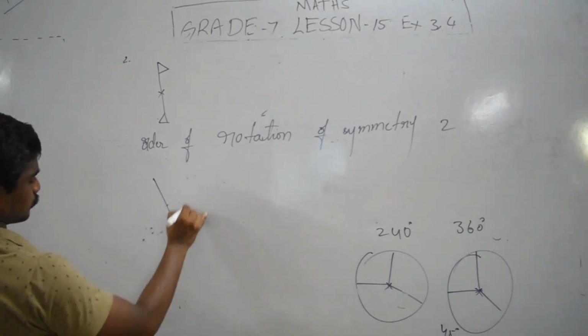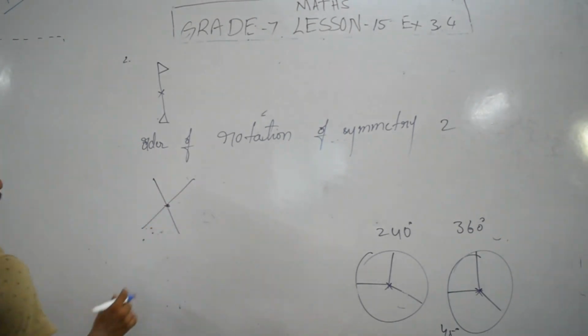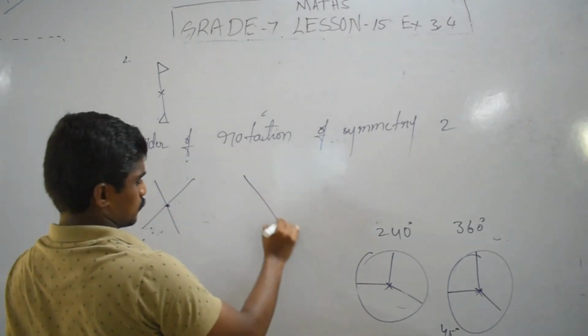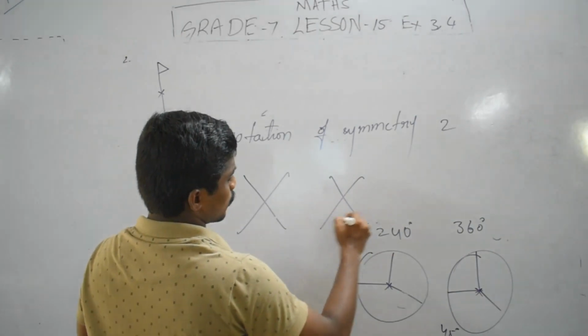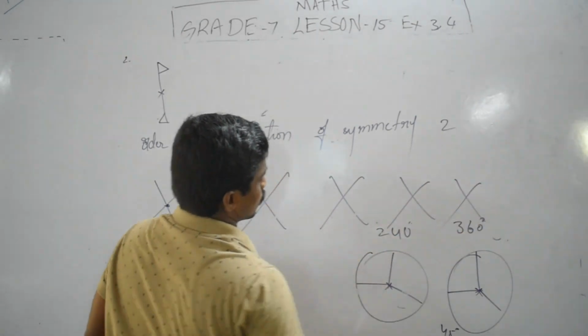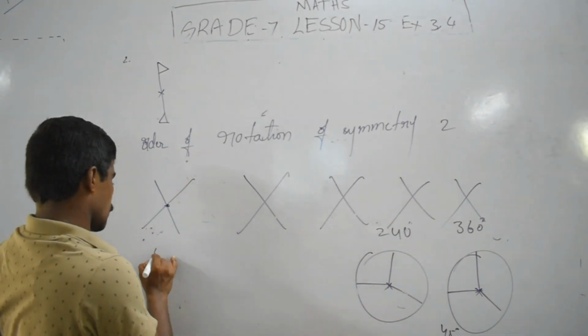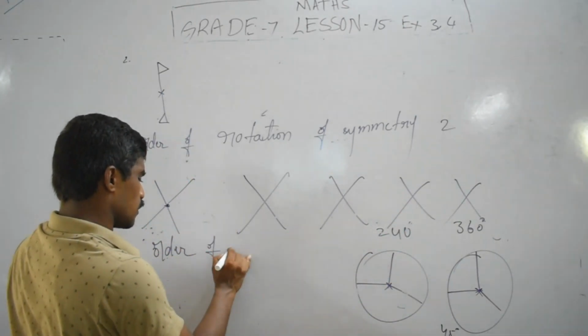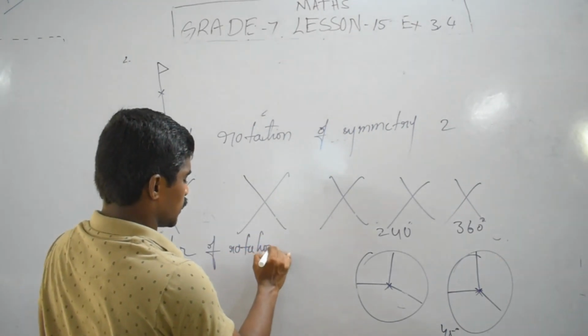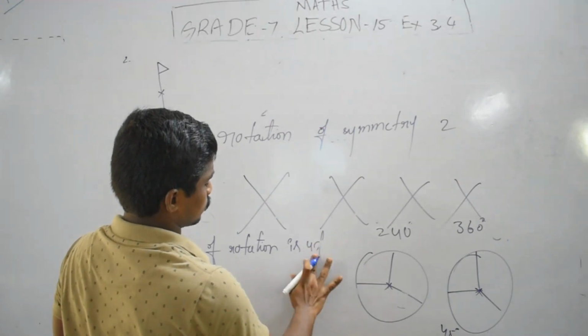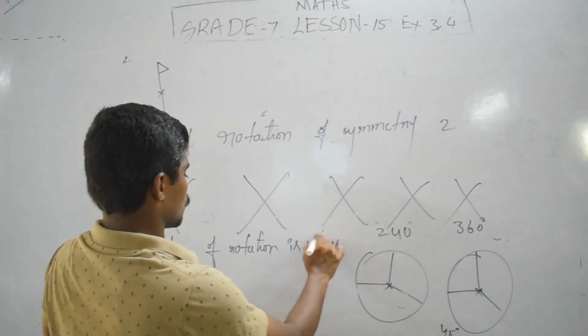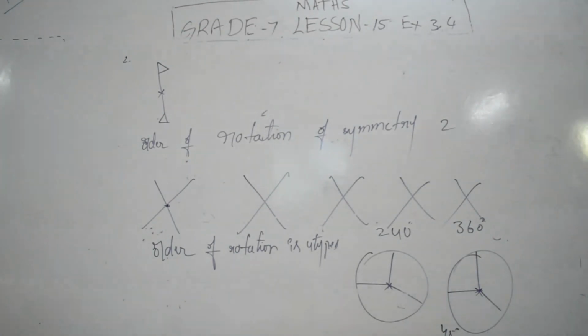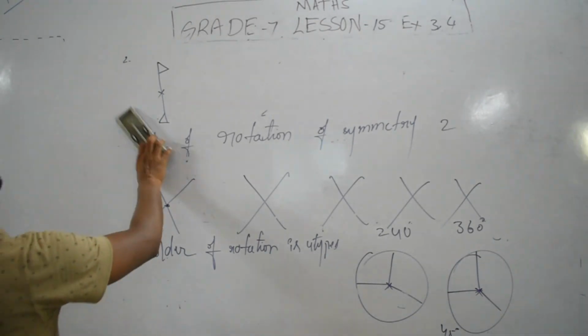Here, this picture: how many times is the order of the rotation? Now one time, now two times, four times: one time, two times, three times, four times. So the order of rotation is four times. Rotation of symmetry. Next, triangle: how many times? Three times. Next picture, four times. Next picture, four times. Next one, five times. That is all easy, you write.